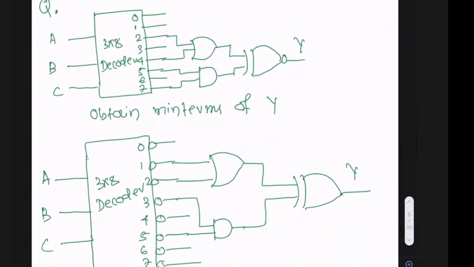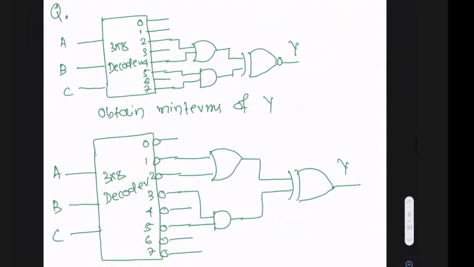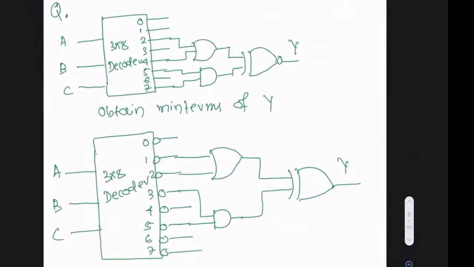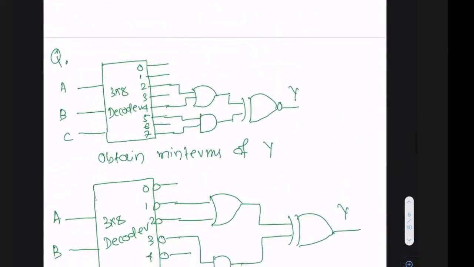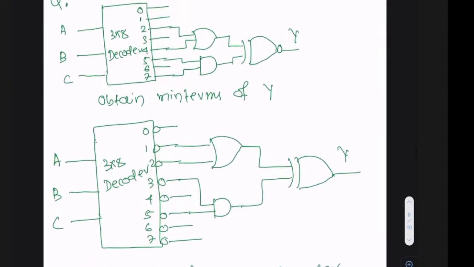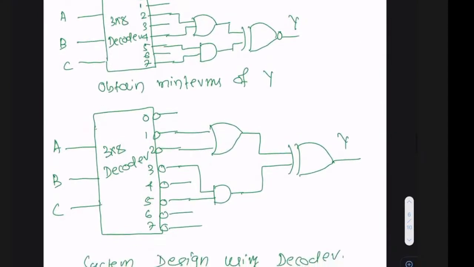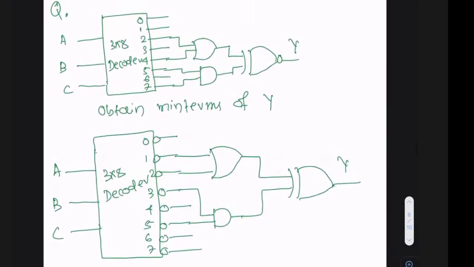So this question I have taken from the decoder. There are two diagrams here you can see. One diagram is for an active high decoder, and the other one is for an active low decoder. So the question is obtain min term of y.